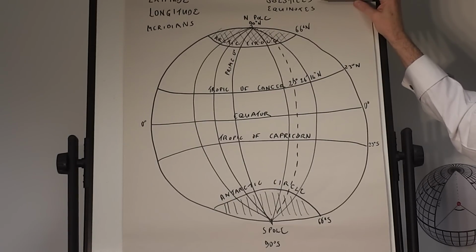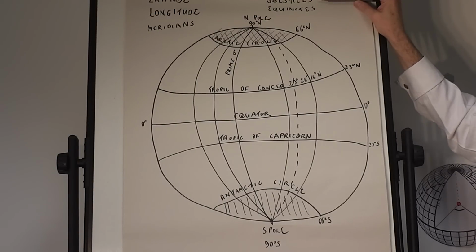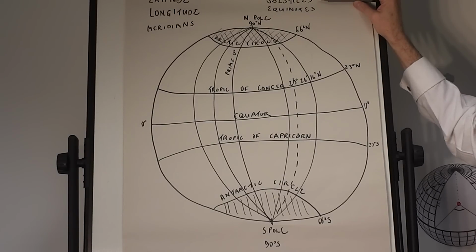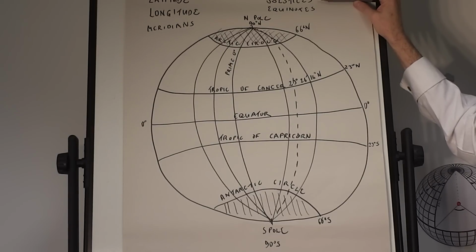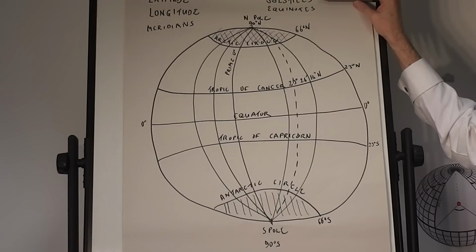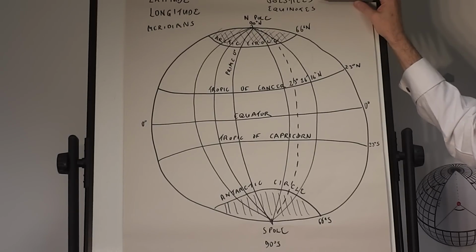Now let's think about solstices and equinoxes. Solstice is the name given to the longest and the shortest days in the year. In the northern hemisphere, the longest day is June the 20th or 21st every year, and the shortest day is December the 21st or 22nd. And the reverse is true in the southern hemisphere, where their shortest day is June the 20th or 21st, and their longest day is December the 21st or 22nd. So the solstices are the longest and the shortest days in the year.